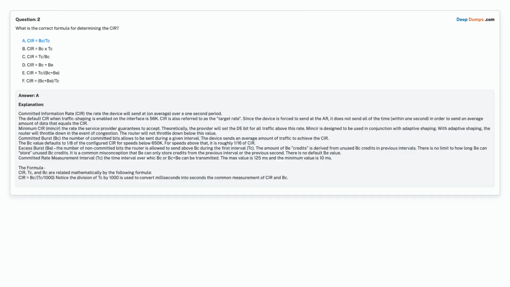Correct answer is Option A. CIR equals BC / TC.